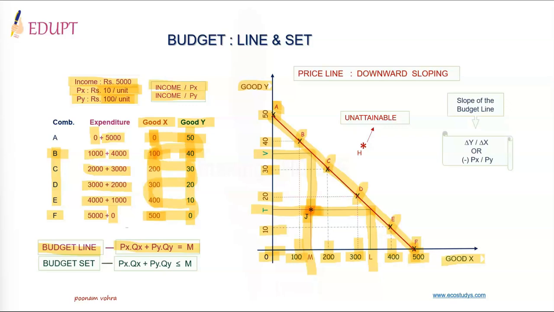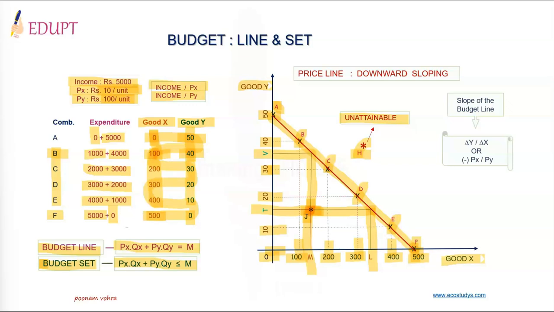So all the combinations in the budget set cost the consumer either exactly his income or less than his income. So all these combinations, whether on the budget line or below the budget line, are attainable and comprise the budget set. There may be a possibility that a point is beyond the budget line, as point H. This is unattainable, as expenditure incurred on this combination is much more than the income of the consumer.